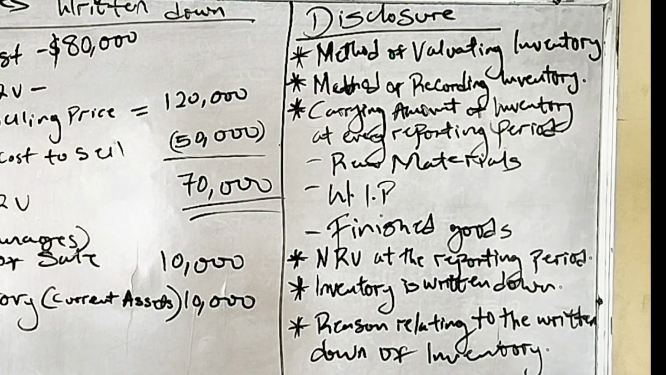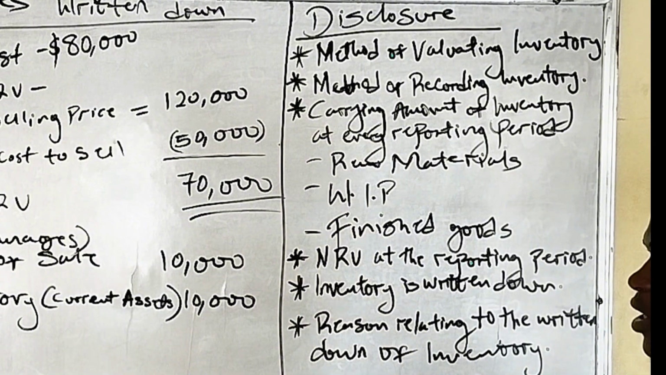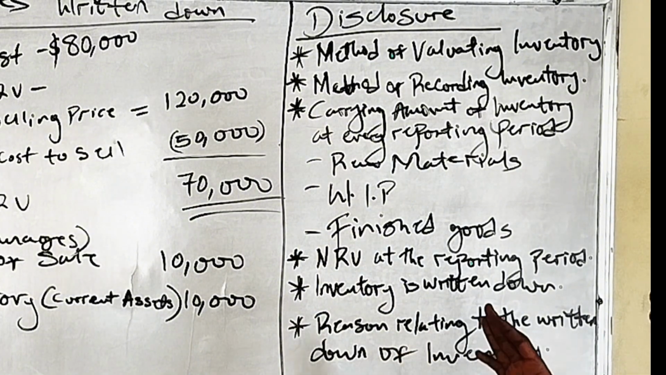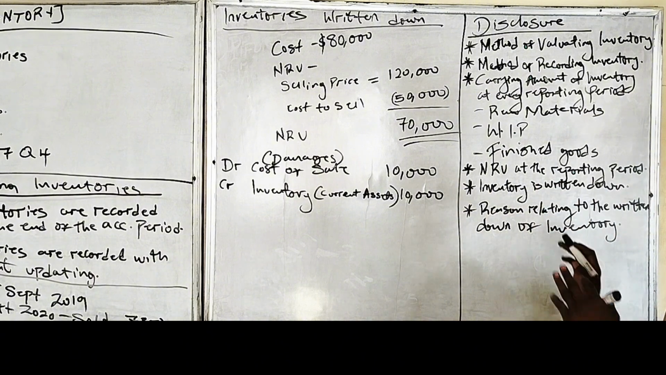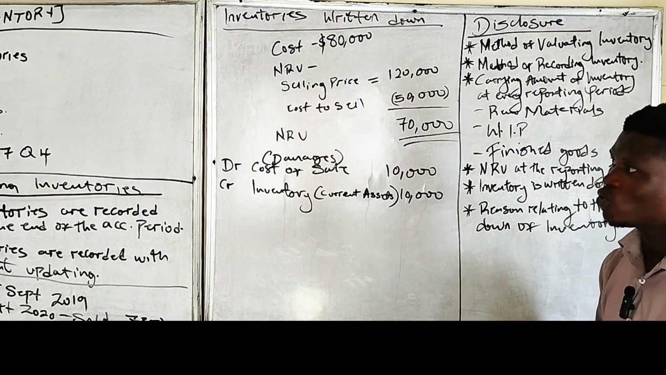So this, we said, might be as a result of damages, inflation, market changes, competitors, and several things that may result in your cost of inventory being lower or higher than your net realizable value. So this is all relating to the explanation on IAS 2 inventory.